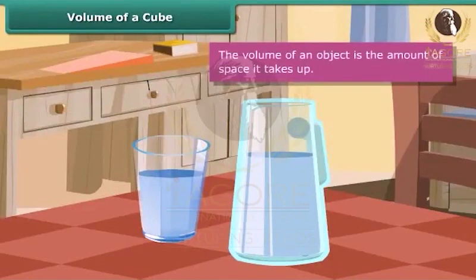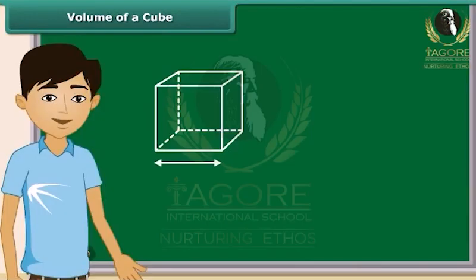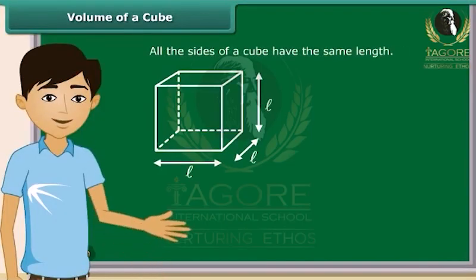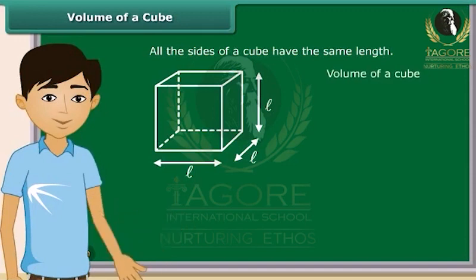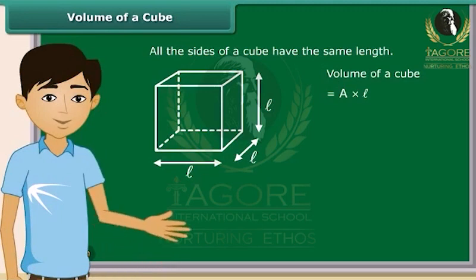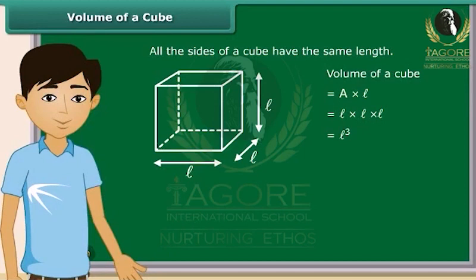The volume of an object is the amount of space it takes up. As we know, all the sides of a cube have the same length. Suppose this cube has length L. To find the volume of the cube, we just need to multiply the area A with L. Hence, by multiplying these three L's together, we get L cube. Therefore, the formula for the volume is V is equal to L³.